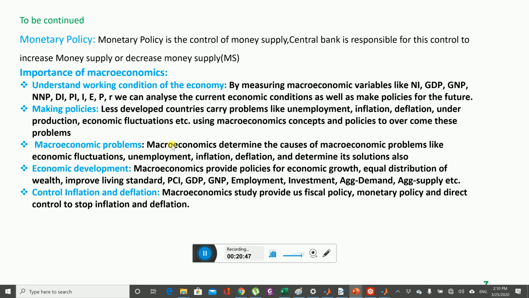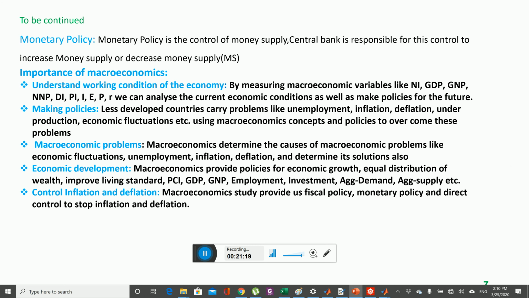Macroeconomic problems. Again, we will repeat that macroeconomics determines the causes of the macroeconomic problems and then provides solutions for those problems, like unemployment, economic fluctuations, ups and downs in the business cycle, inflation, deflation, political instability, underproduction. These are all macroeconomic problems. So actually macroeconomics identifies the reasons and then gives us the solution to avoid those problems.